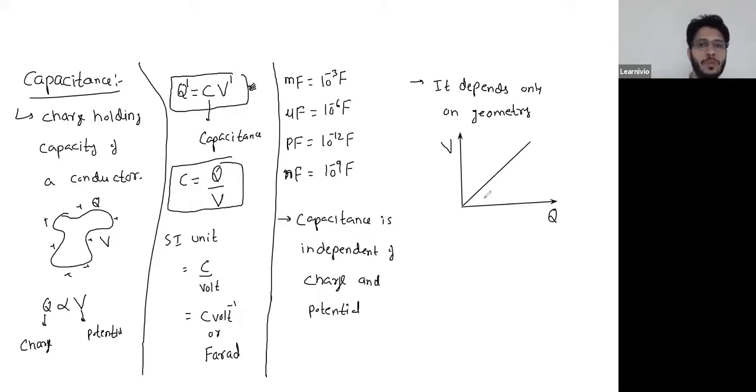If I calculate the slope of this graph, let's say this angle is theta. If I make a right angle triangle here, then this perpendicular is parallel to V. This base is parallel to Q. So you can write that your slope, which is equal to tan theta, is V by Q. And see, what is V by Q? V by Q is 1 by C. The slope will be 1 by C now.